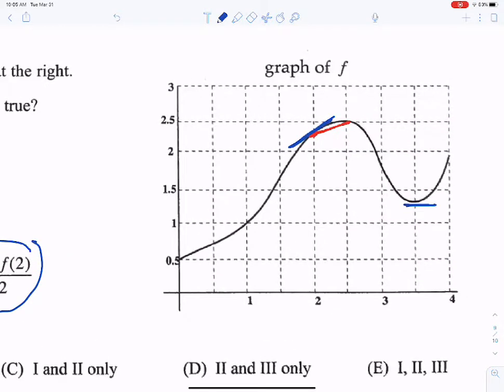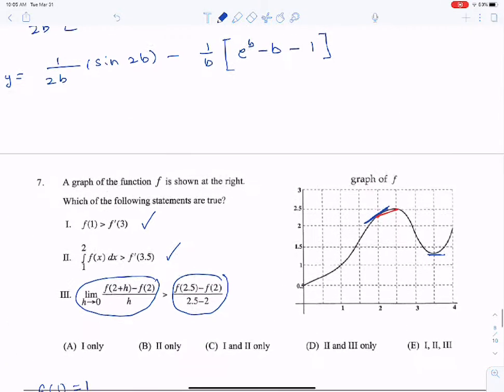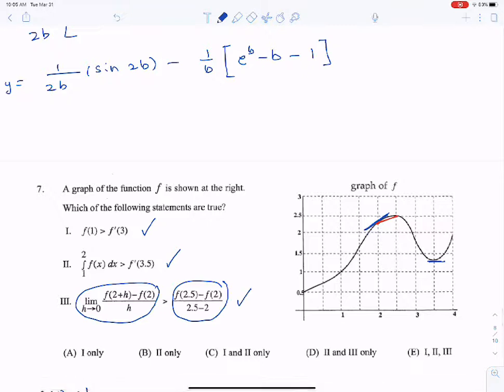So a couple questions came in, but let me blow that up. I think you guys would agree, blue line is steeper than red line. So this statement is true. So all three statements are true. Okay? So let's kind of go back. Let's backtrack a little bit, answer some of the questions.